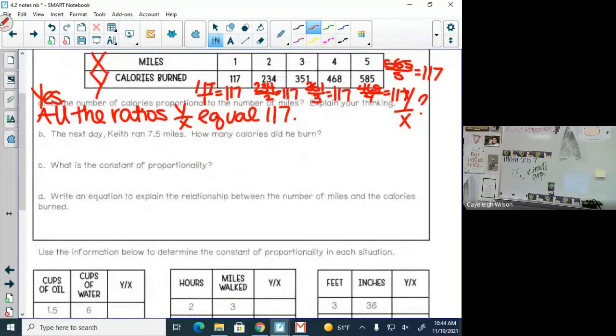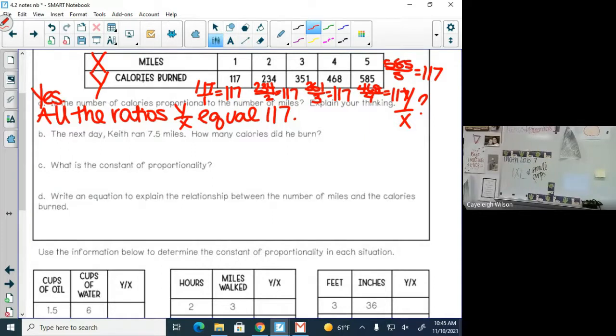All right, so it says the next day, Keith ran 7.5 miles. How many calories did he burn? Just like we talked about before, if my constant was $10 per hour and I worked 5 hours, 10 times 5 is 50. Like on the other one, the constant of proportionality was 12. So when we had 10 feet, 10 times 12 gave me 120 inches. So what is my constant of proportionality?